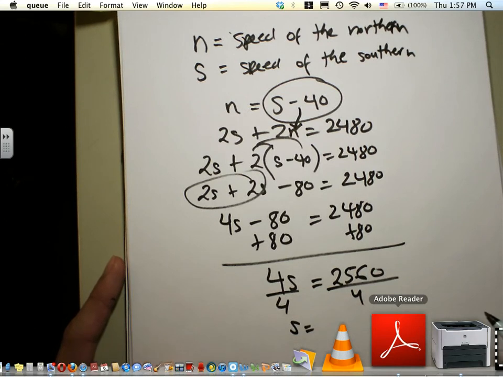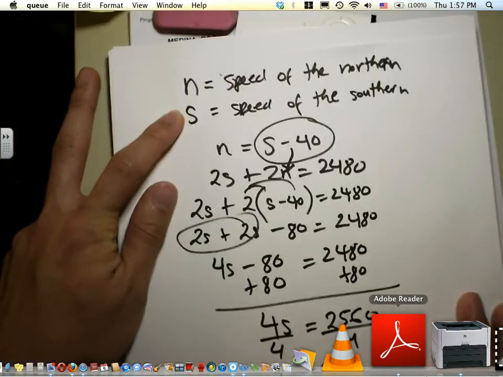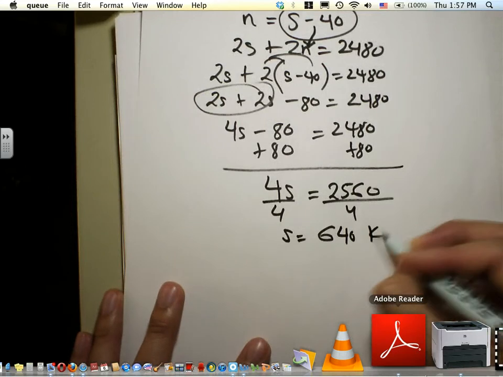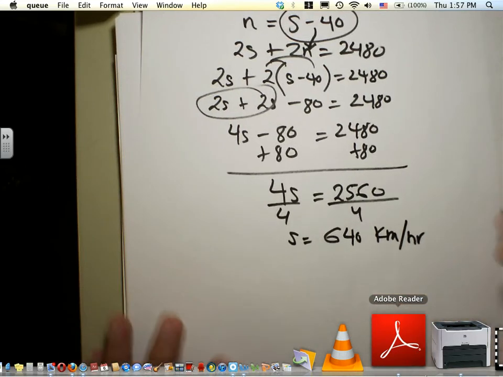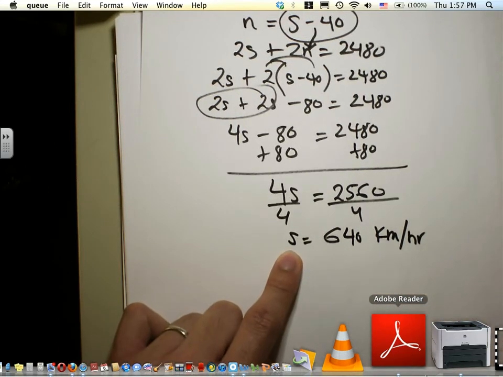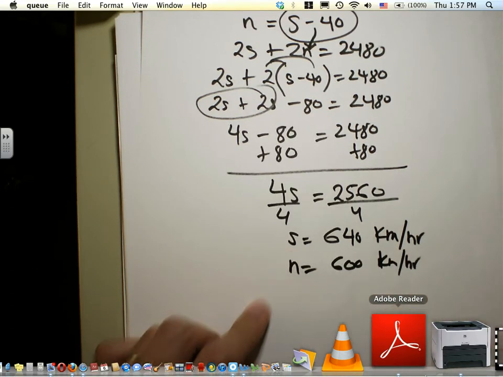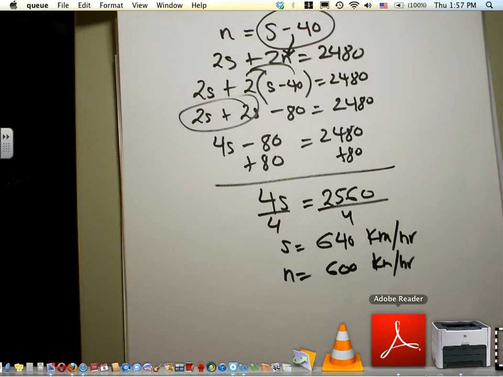S is? 640 what? What did we say S to be? Speed, right? So how do you represent speed? Kilometers per hour. So if this is the speed of the southern, what is the speed of the northern? 600. Very good. Any questions there on how we solve this? You good? Okay.